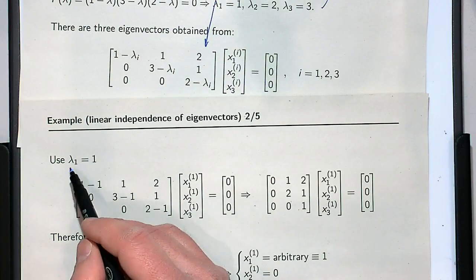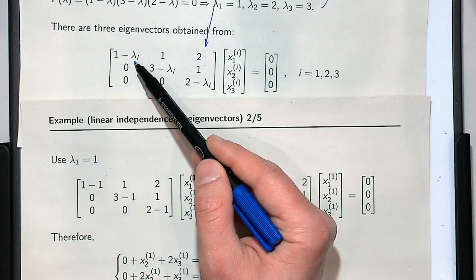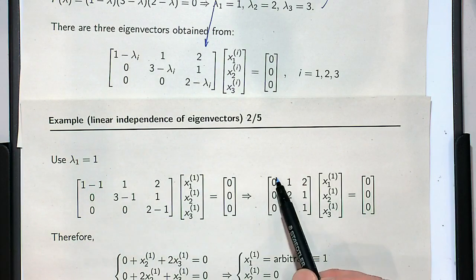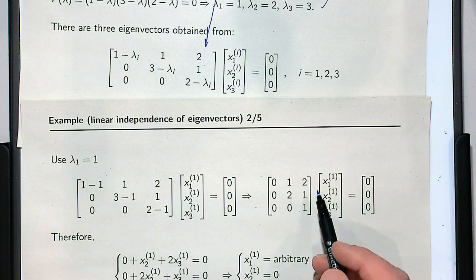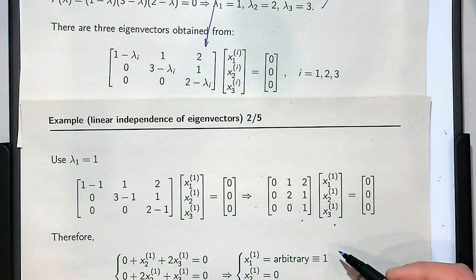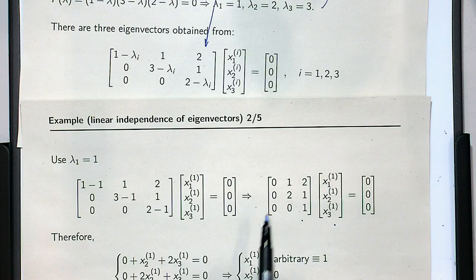I use lambda 1 equal to 1, so I put it inside this lambda I here. So this makes the first column 0. I just calculate this. Now let's do the matrix-vector multiplication to write down our linear system, which is a combination of three algebraic equations. Each row of this matrix is multiplied by all elements of the vector. If you look at the third equation, you already get the value of x3.